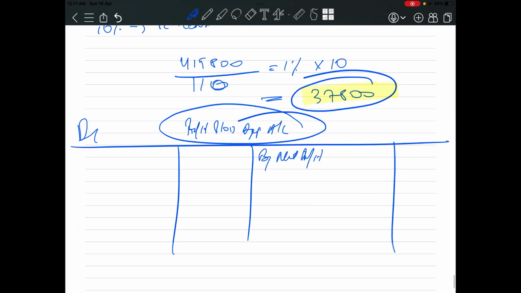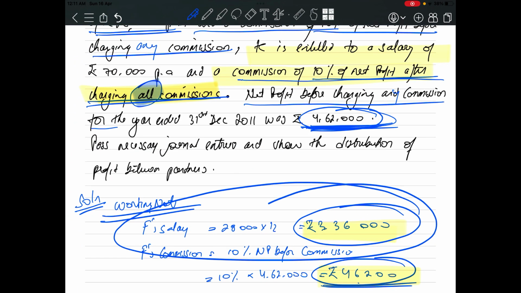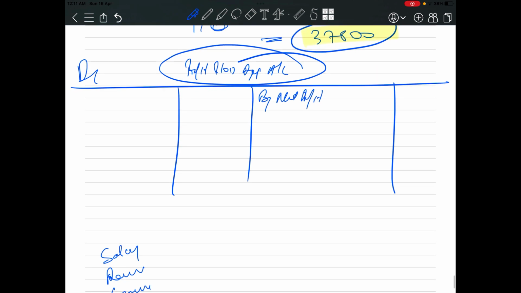So what has happened? The salary to the partner has been provided in the P&L account. So that is not correct. We need net profit before charging any commission and salary. So how will we find net profit before salaries and commission?